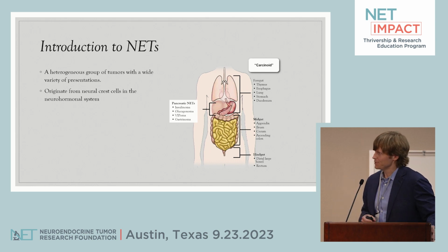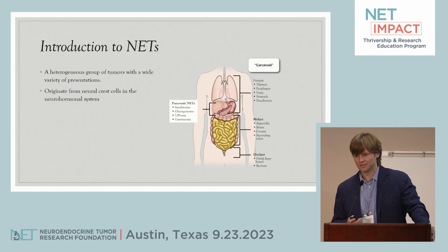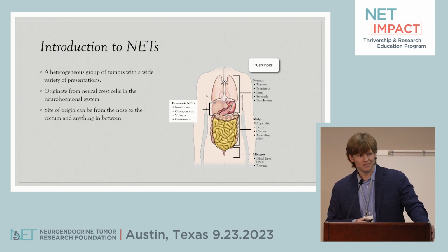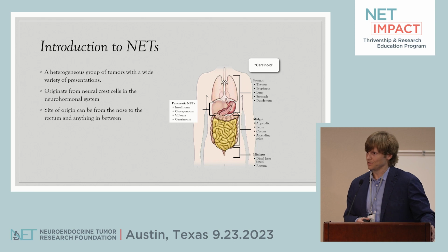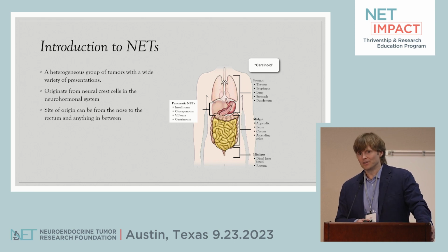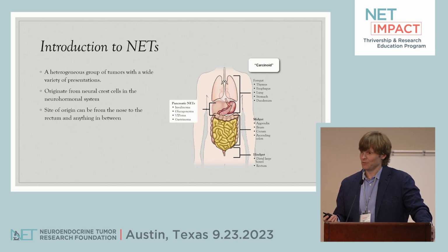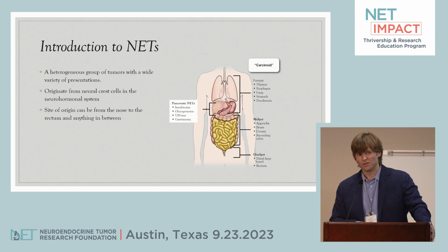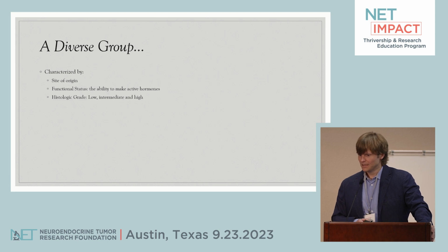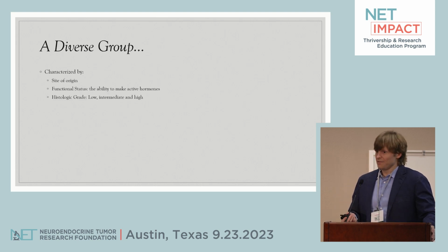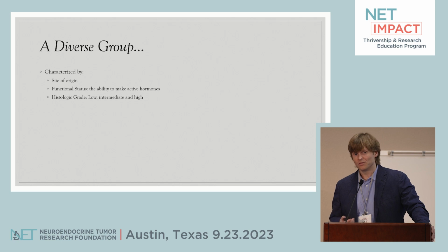But they originate from neural crest cells in the neurohormonal system, and I'll usually tell patients they can come from everywhere between your nose and your rectum and everywhere in between. The neuroendocrine system in different locations in the body, we don't always know what it does in those organs, but it serves different functions in different areas. So the site of origin can make a difference on how these behave. First thing we start with is trying to figure out where it came from. It's not always critical, but it's usually informative about the behavior of the tumor.